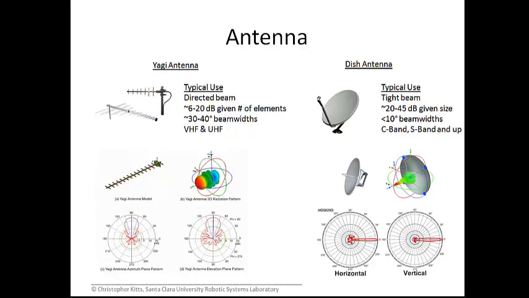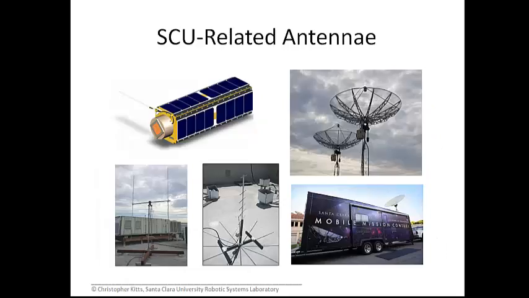Then on the right, you see a dish antenna. So this is the notion of a parabolic reflector. These tend to give much tighter beams, depending upon the size of the reflector, anywhere from 20 to 45 decibels in gain. Beam widths are often less than 10 degrees, and we use these at much higher frequencies. S-band for us, C-band higher than that. And down in the beam pattern, you can see a real tight focus of energy for this kind of antenna.